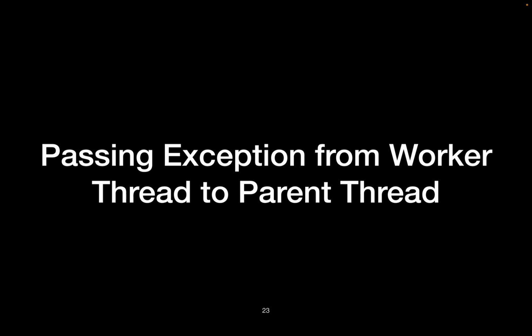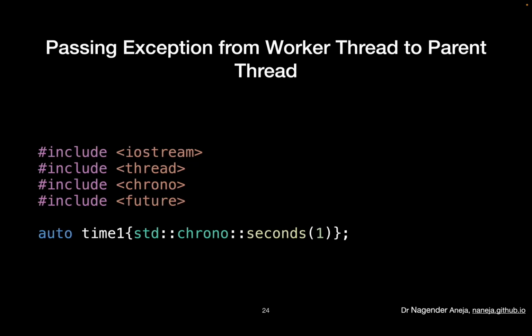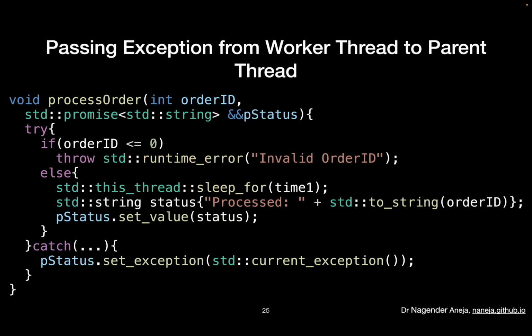Okay, so now let's say that we have an exception from the worker thread, and we want to display the exception also in the parent thread in case there is an exception in the worker thread. So now we do need 1 second only. And in the process order, what we've done is that we want to check whether the order ID is negative or not, or 0 or not. So if it's less than or equal to 0, for example here, this will throw an exception, throw runtime error. And technically, we're not throwing this error directly to the main.